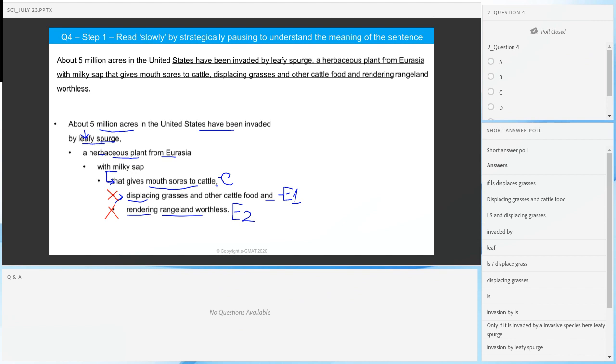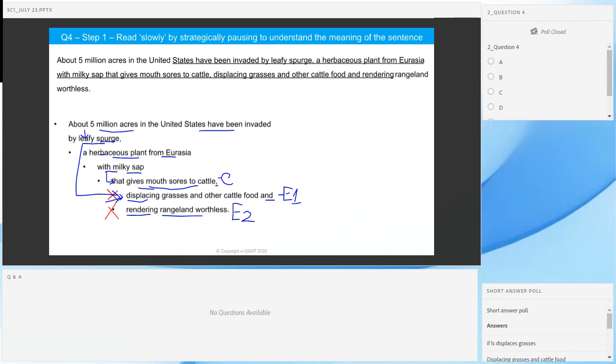Think about it from a very rational point. If leafy spurge displaces grasses and other cattle food, the cattle will not go to those places to eat leafy spurge, because leafy spurge contains milky sap that gives mouth sores to cattle, and nobody likes physical discomfort. That's very much a given, even if that information is not there. So if in the rangeland the cattle food has been displaced by leafy spurge, automatically those rangelands will become useless, because now the cattle will not go there to eat leafy spurge, because eating it will give them mouth sores because of the milky sap present inside.